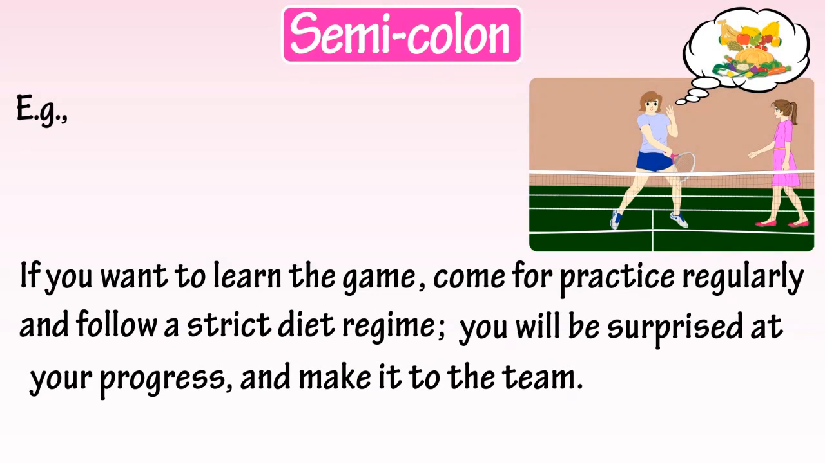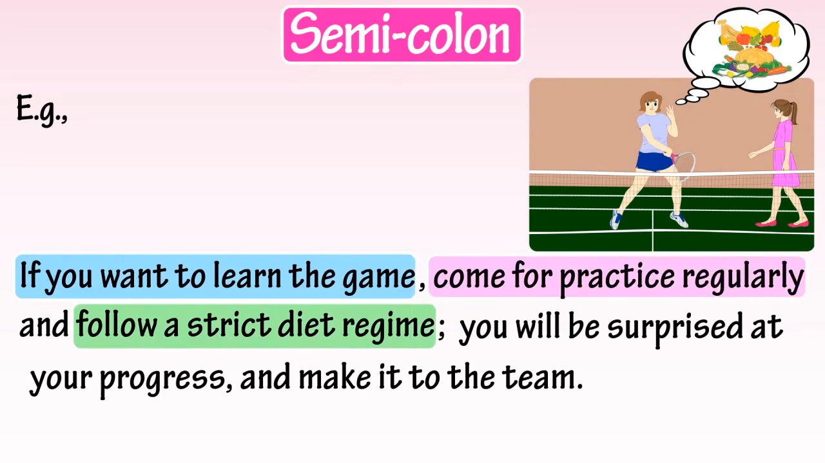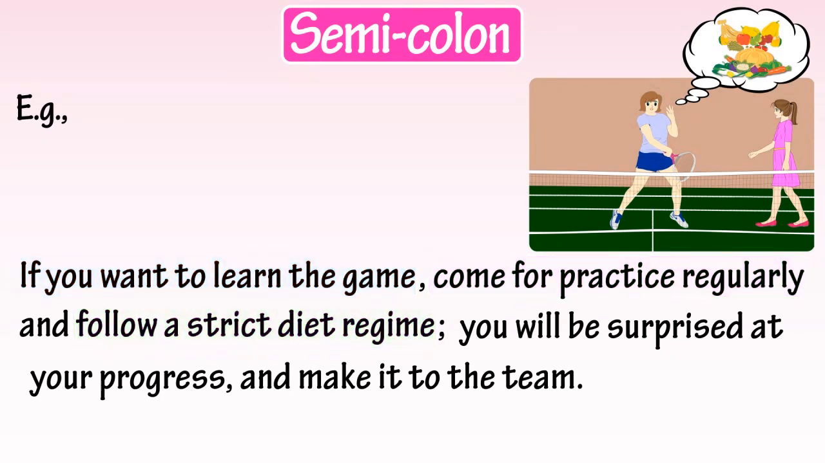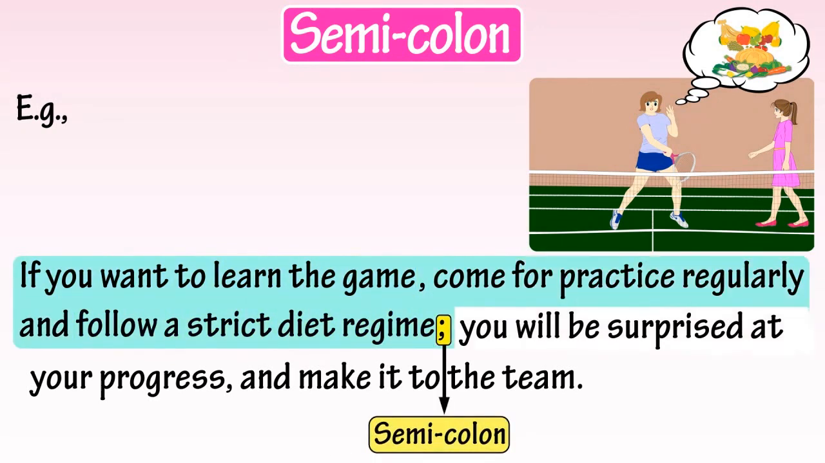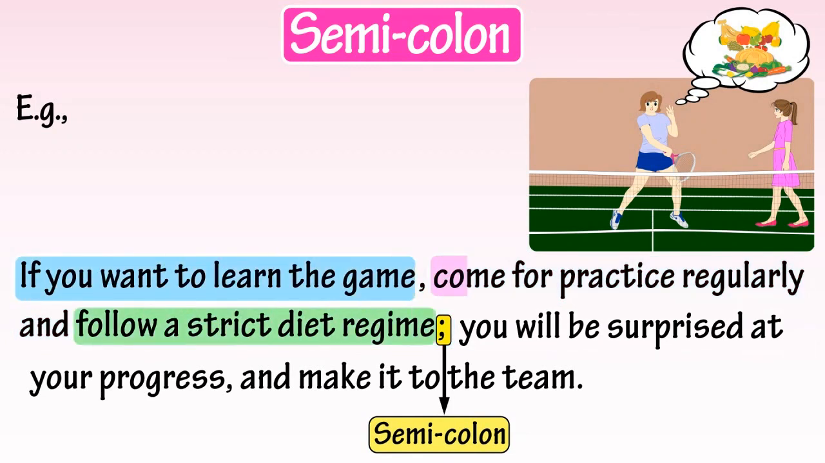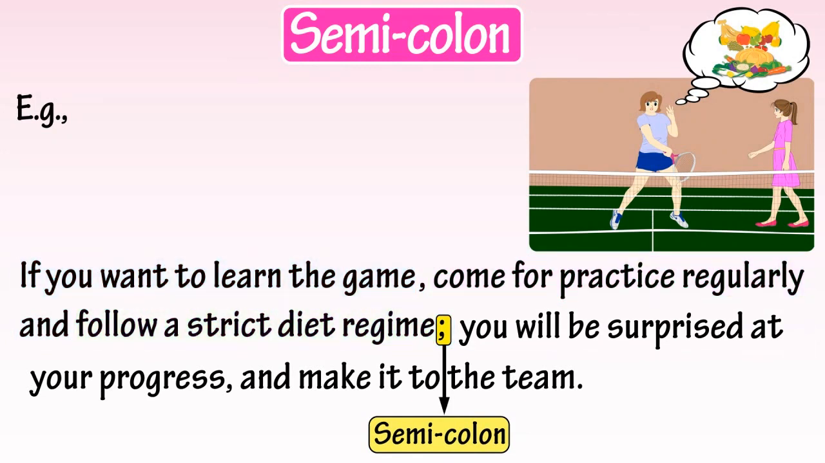Here, you can see the first part of the sentence has 3 short sentences that are required to be joined together, as they are telling us what you need to do to be a part of the team. 3 short sentences are there. If you want to learn the game, come for practice regularly. Follow a strict diet regime. We have used a semicolon to separate this first part, and this semicolon joins these 3 parts as one part of the sentence and also gives a larger pause here.